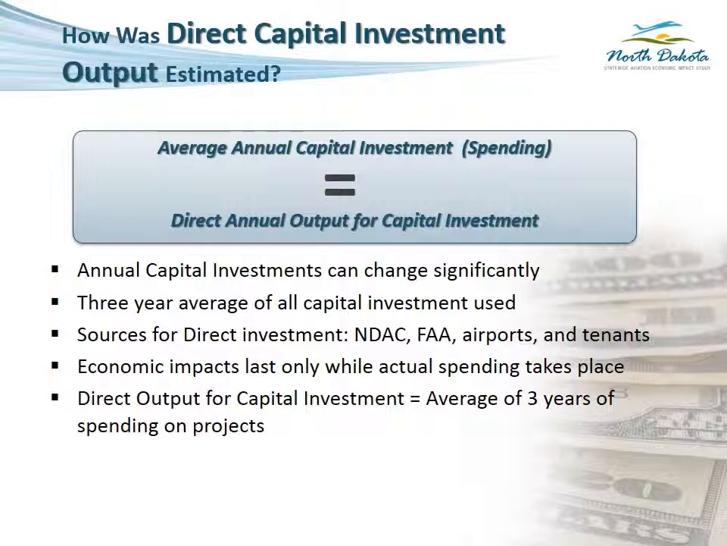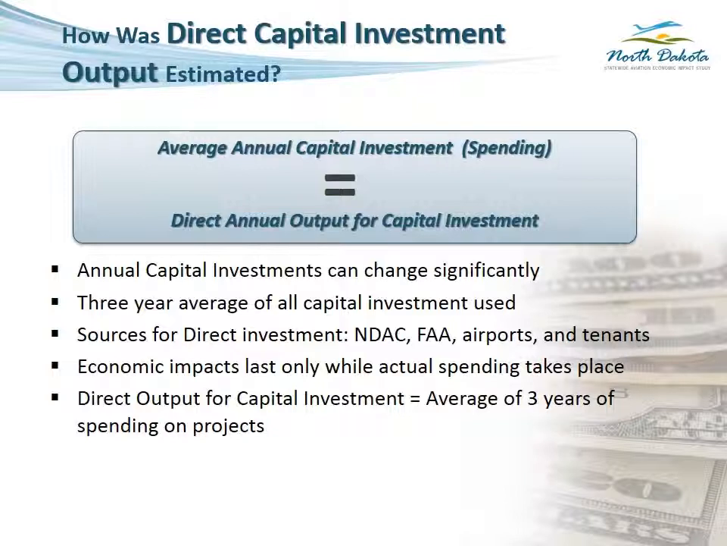A few points to remember about impacts in the capital investment category. Number 1. Investments can change year to year, so impacts in this category can also vary significantly. Number 2. To smooth out the variance, a 3-year average for capital investment at each airport was used to estimate direct impacts in this category.